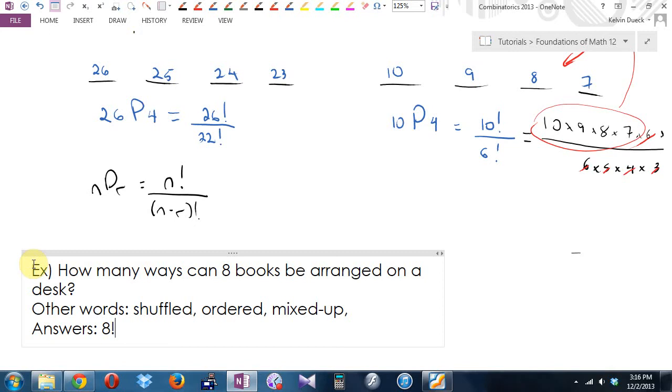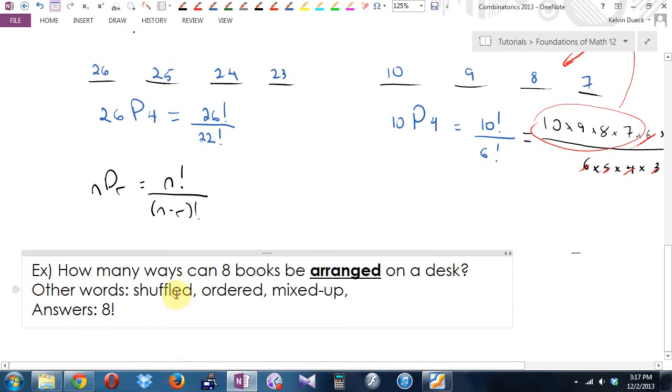Yeah, but it doesn't matter which order. And another word for order is that one there. That's a trigger word that you know it's a permutation and not a combination. Other words, I could say, how many ways can 8 books be shuffled? In fact, we did a question on your quiz where it was shuffling music. Rosanna was the DJ. Okay, shuffled, that's a permutation. Or ordered, that's an obvious one. Mixed up, those will be the main ones, I think.